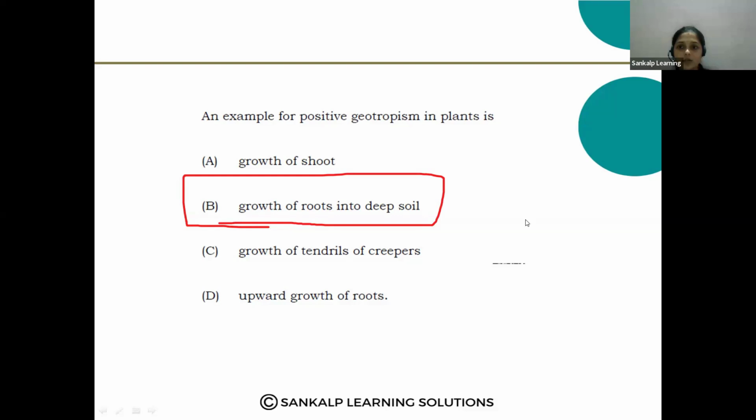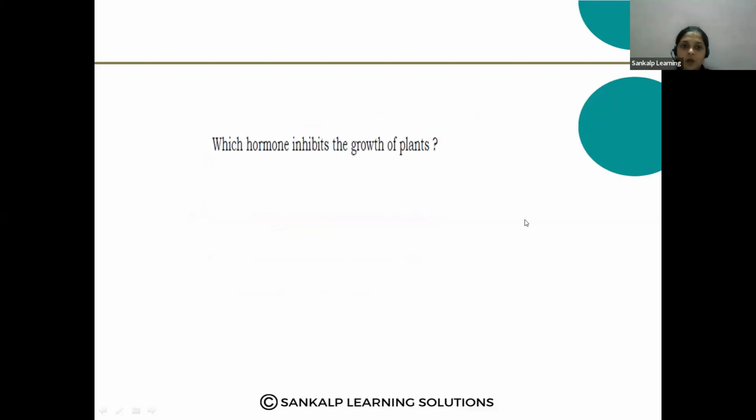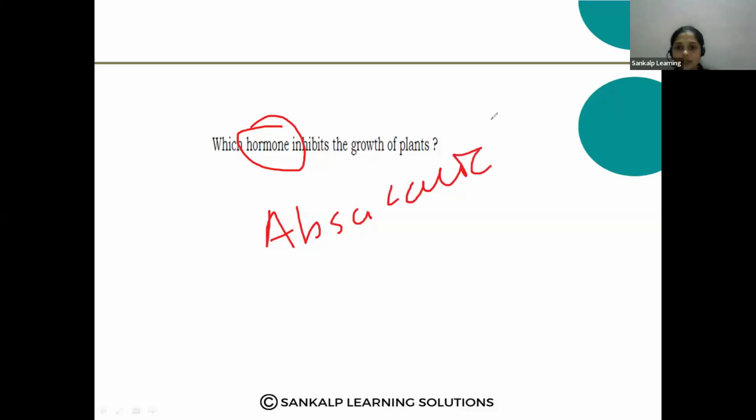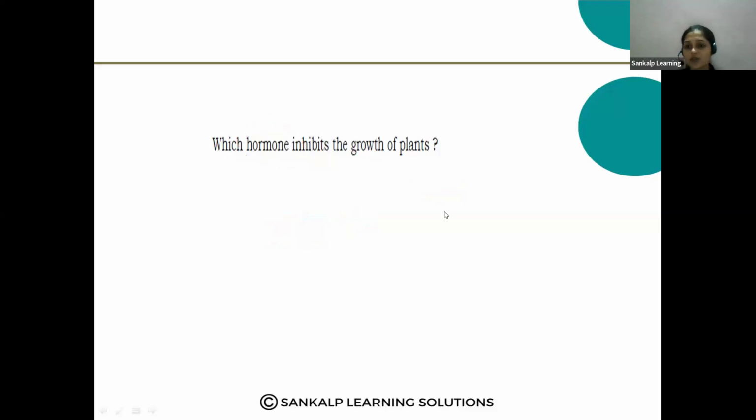Yes, see the next question. Which hormone inhibits the growth of the plant? So I just told you, which acid, which hormone? Abscisic acid, right? Abscisic acid. So that inhibits the growth of the plants. Abscisic acid. So this is also a 1 mark question.